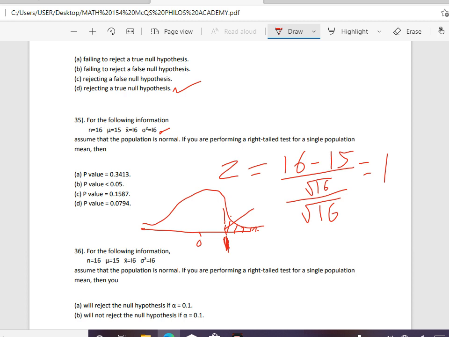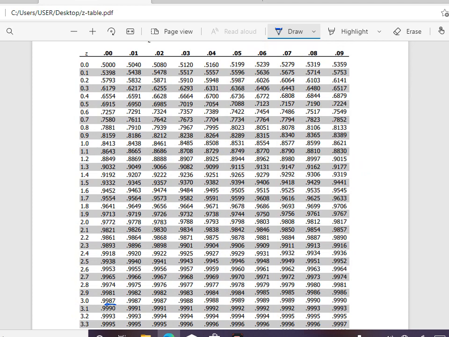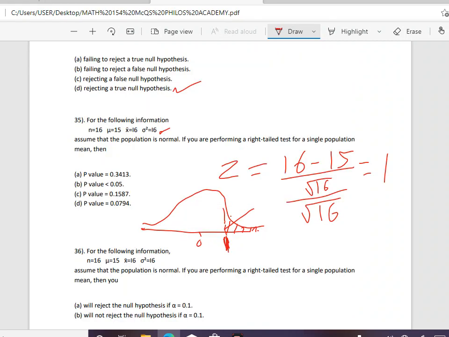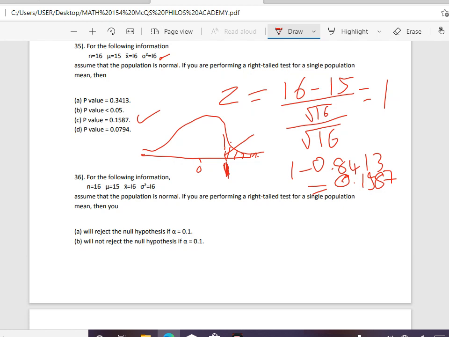So to get it, you find the area to the left of 1. Area to the left of 1 is 0.8413. When you get 0.8413, you subtract it from 1. So 1 minus 0.8413 gives you 0.1587. So the answer for this is C. The p-value is 0.1587.